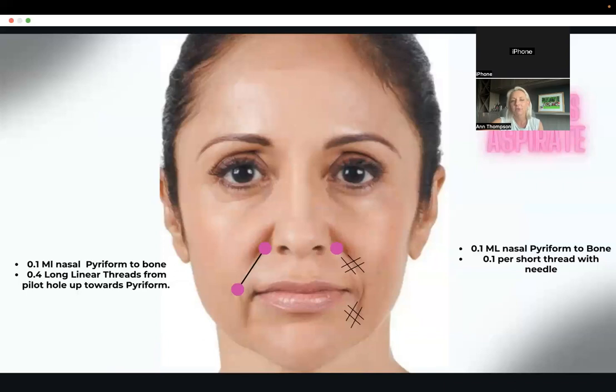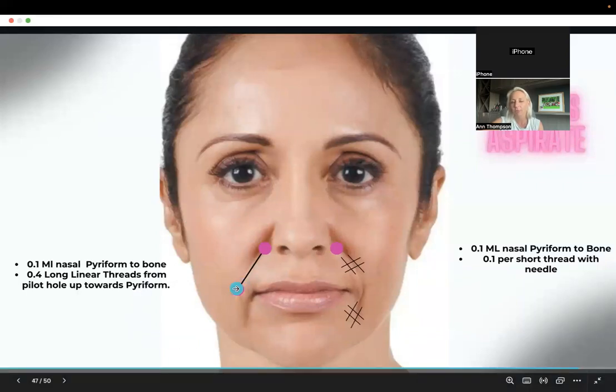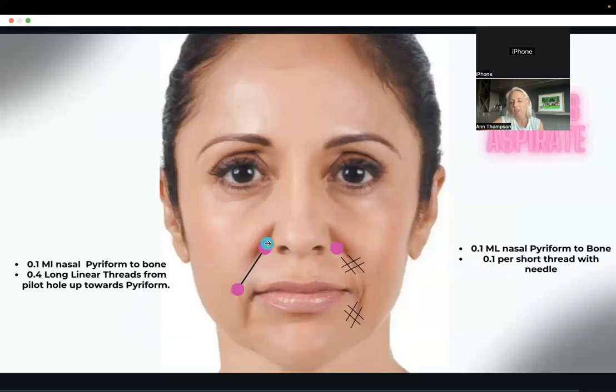For the nasolabial fold, if you're going to do cannula, you're going to make your pilot hole way down here and tunnel your catheter all the way up. And you're going to lay a 0.4 long linear thread along that border.